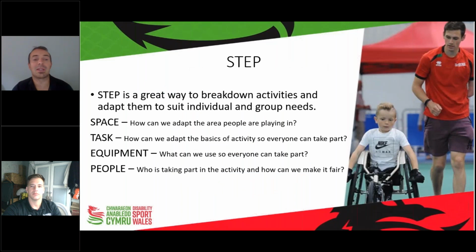You've also got STEP. Again, it's a great way to break down activities. And everyone loves an acronym in sports. So STEP gives us the four main areas we look at when we try to adapt sessions. First, space: how can we adapt the area people are playing in? Another great example could be giving a wheelchair racer or a visually impaired athlete two lanes in a session, just in case they need that extra room. It can stop collisions, or they may just feel safer. That's an example of adapting space.